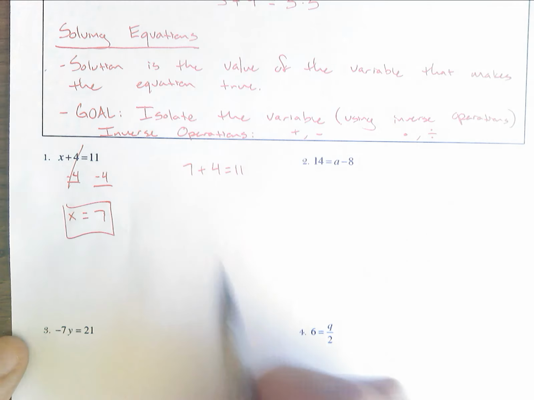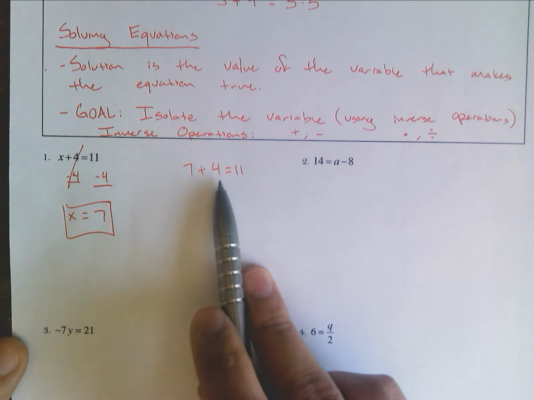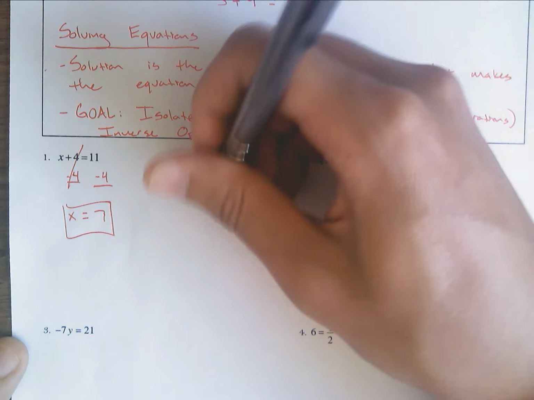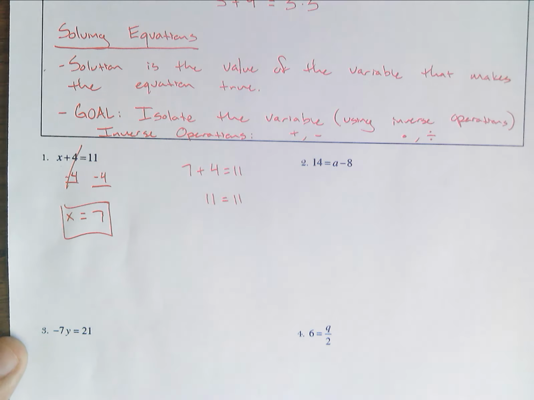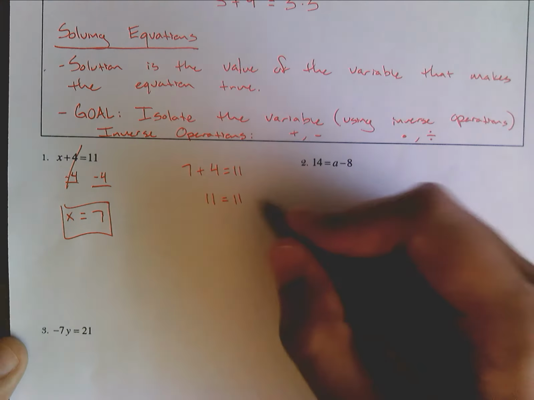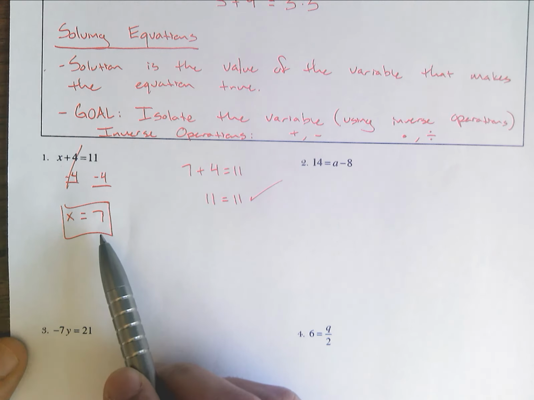And then let's go ahead and simplify this left-hand expression. 7 plus 4 is 11. So we have 11. Bring down the equals and bring down the 11. Well, is that true? Is 11 equal to 11? It sure is. So the equation is true, which means this is indeed the solution.